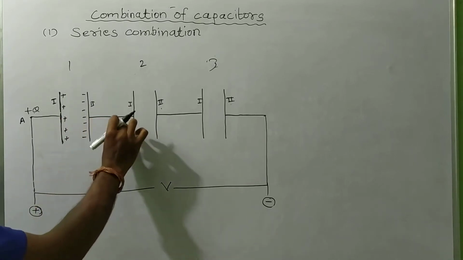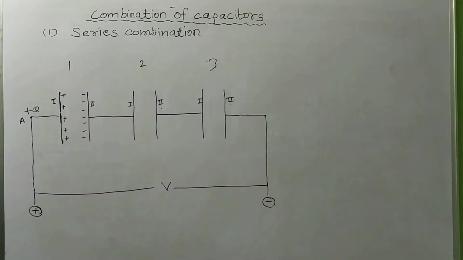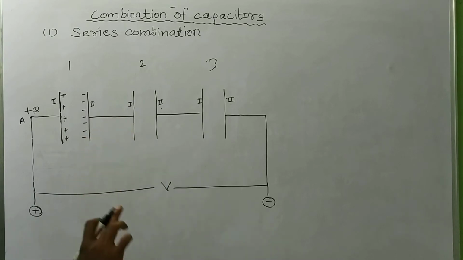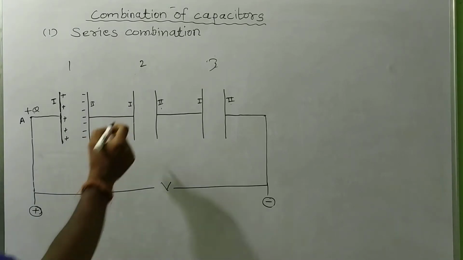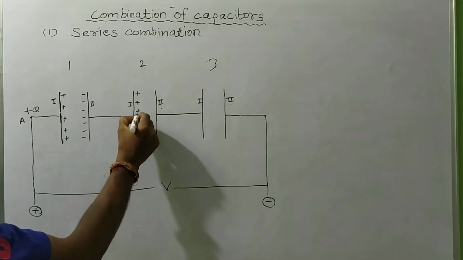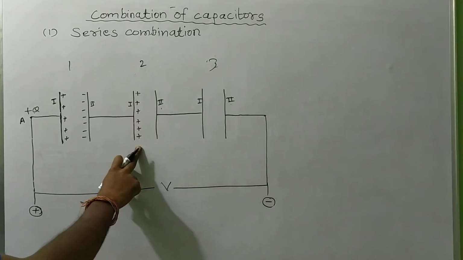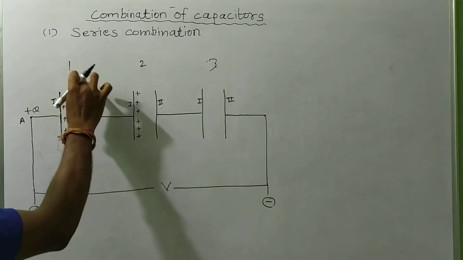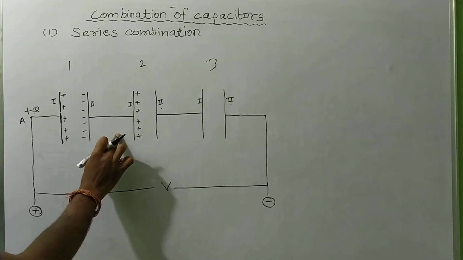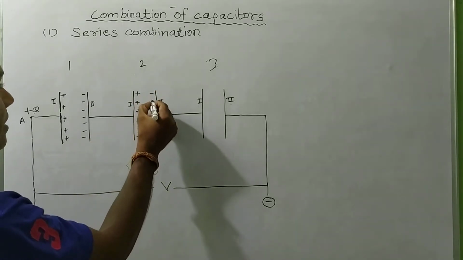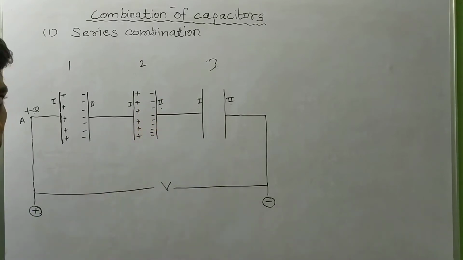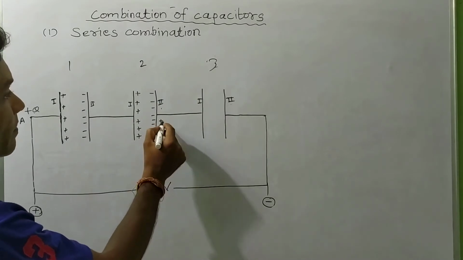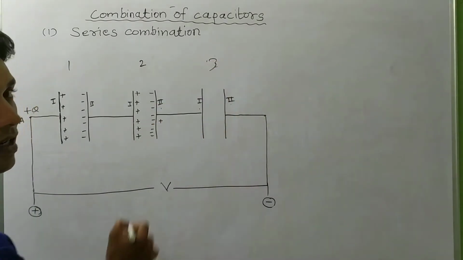This positive charge will go to the first plate of the second capacitor, and this charge will be distributed over the surface. So on the inner surface here positive charge will be there. This positive charge comes from where? This positive charge comes from the outer surface of the second plate. Now by induction here negative charge will be induced, and on the outer surface positive charge will be there. This positive charge will go to the first plate of the third capacitor.